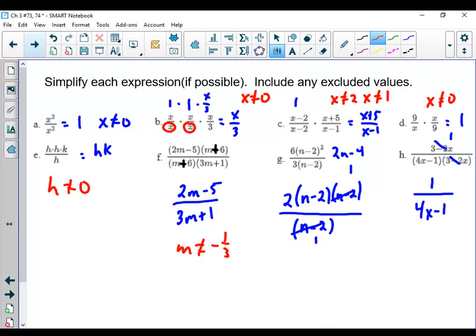What else could not work? Negative 6. Then for G, it was just 2. And then for H, we had a couple of them. X could not be 1/4 because of this, but also this would not work as well. So that was what, 2/3 or 3/2? All right, so those would be our excluded values.